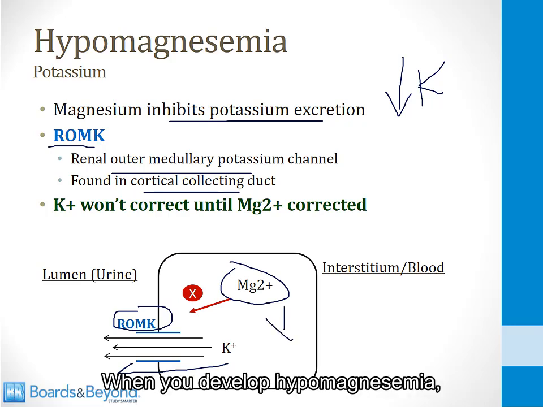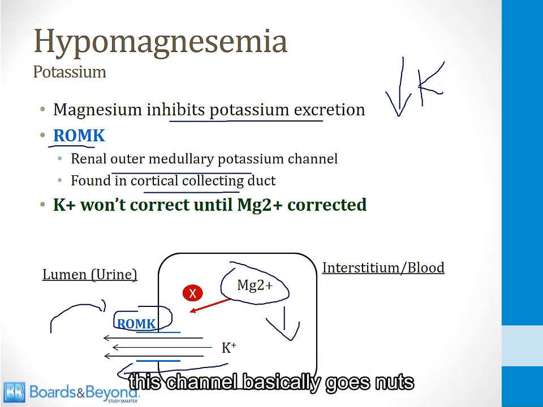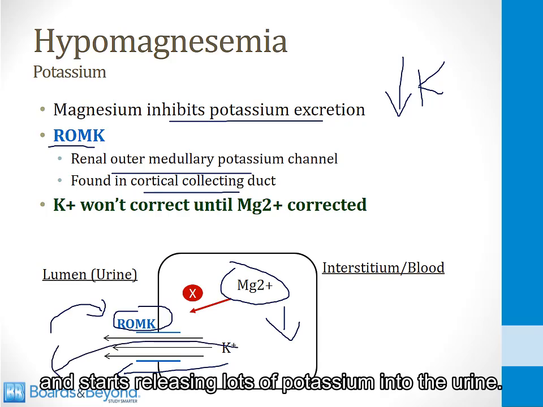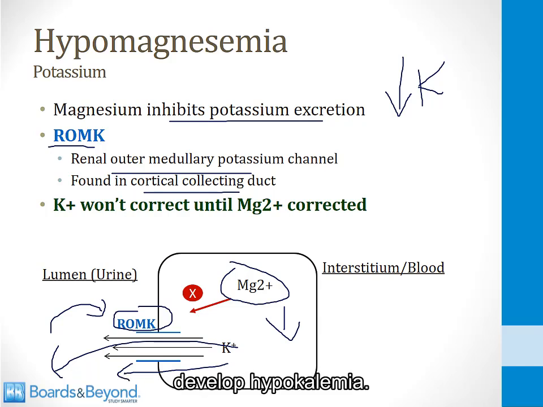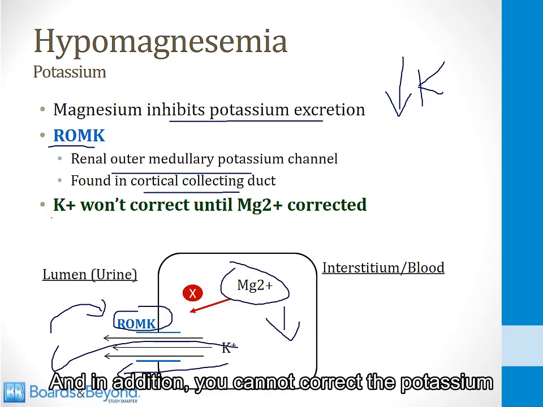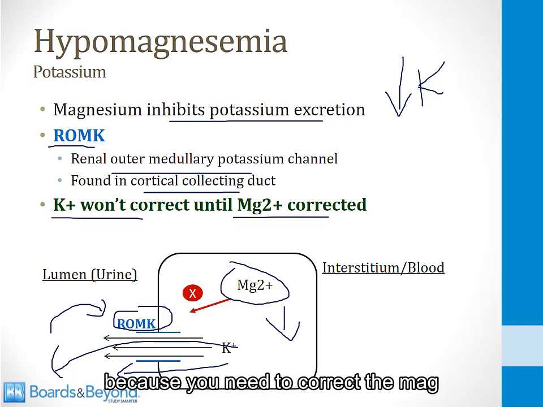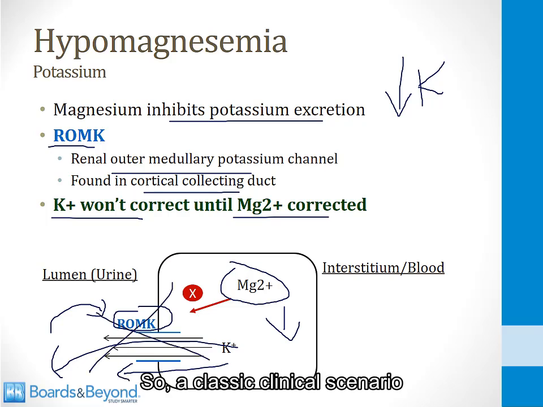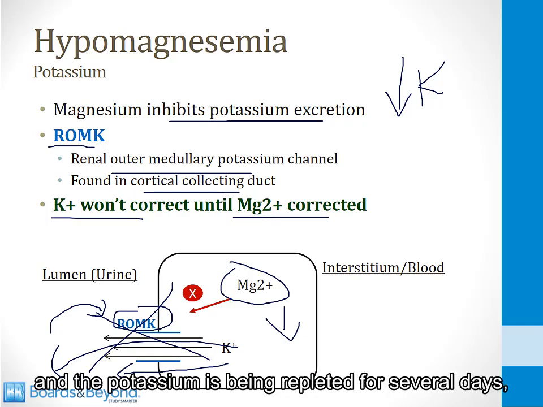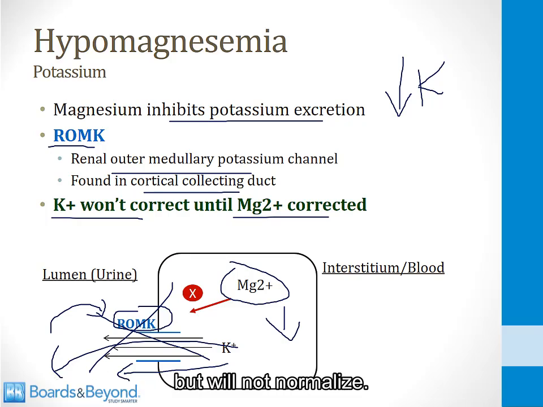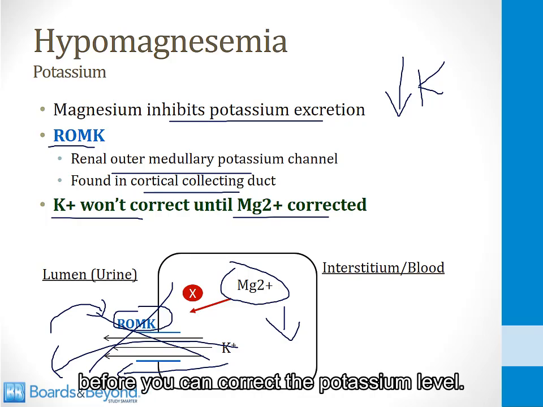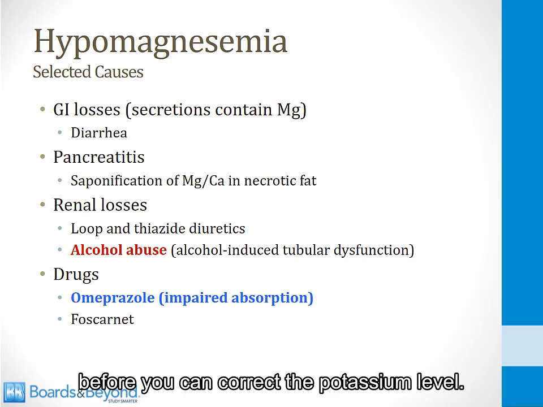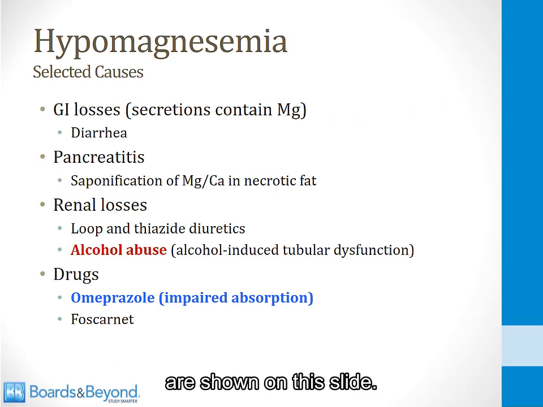When you develop hypomagnesemia, this channel basically goes nuts and starts releasing lots of potassium into the urine. For that reason, patients with hypomagnesemia develop hypokalemia. And in addition, you cannot correct the potassium until the mag is corrected, because you need to correct the mag to shut down this channel. So a classic clinical scenario is a patient with hypokalemia and the potassium is being repleted for several days but will not normalize. That patient probably has hypomagnesemia, and you have to fix the magnesium level before you can correct the potassium level. Some selected causes of hypomagnesemia are shown on this slide.